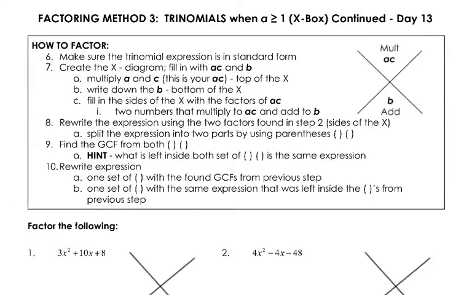We are still working on our factoring method number three, of trinomials. We're using the Xbox method, and today we're going to be looking at when trinomials have an a that is greater than 1. Yesterday we focused on when a was equal to 1. Now we're looking when a is greater than 1. The factoring steps are still the same. We're still using the same method of Xbox. So I'm not really going to go over this too much. We're just going to jump right into it.